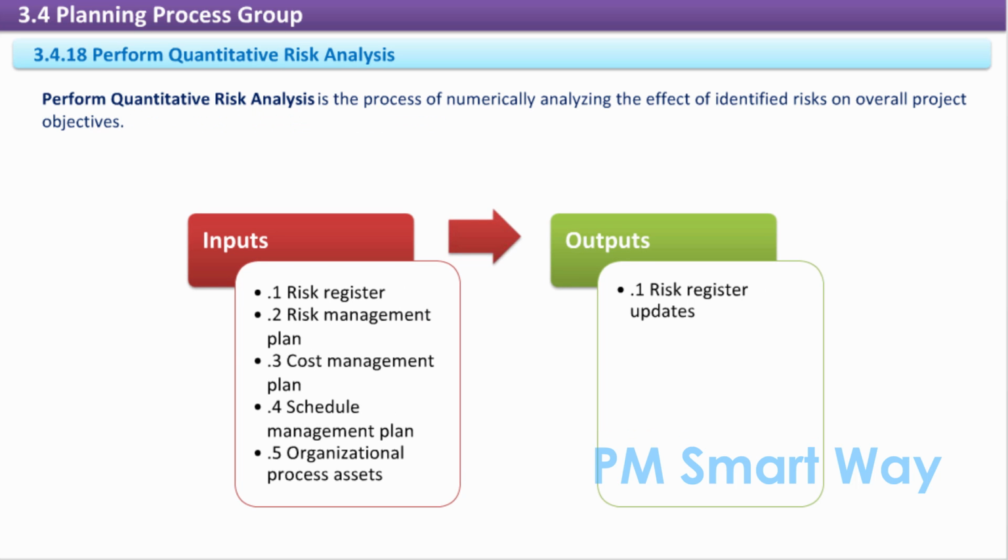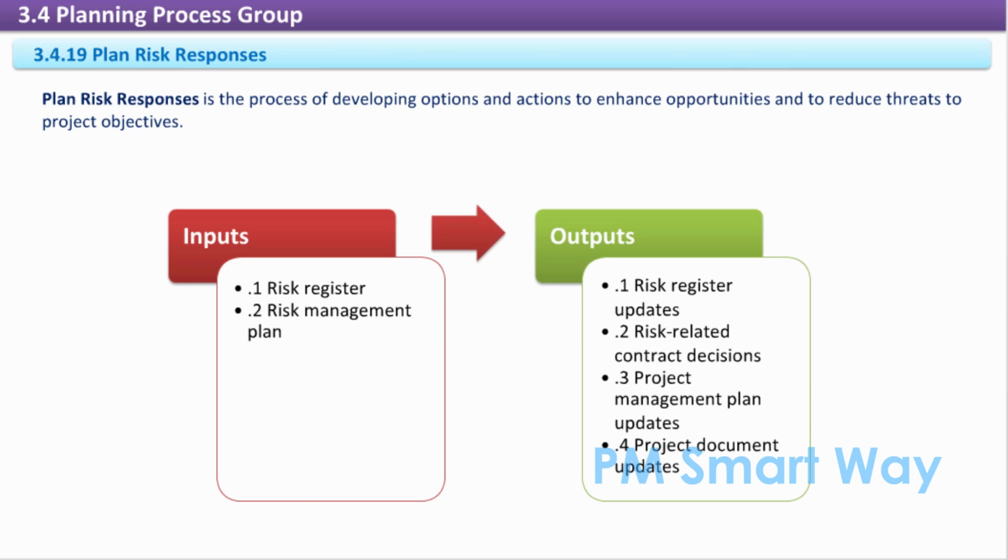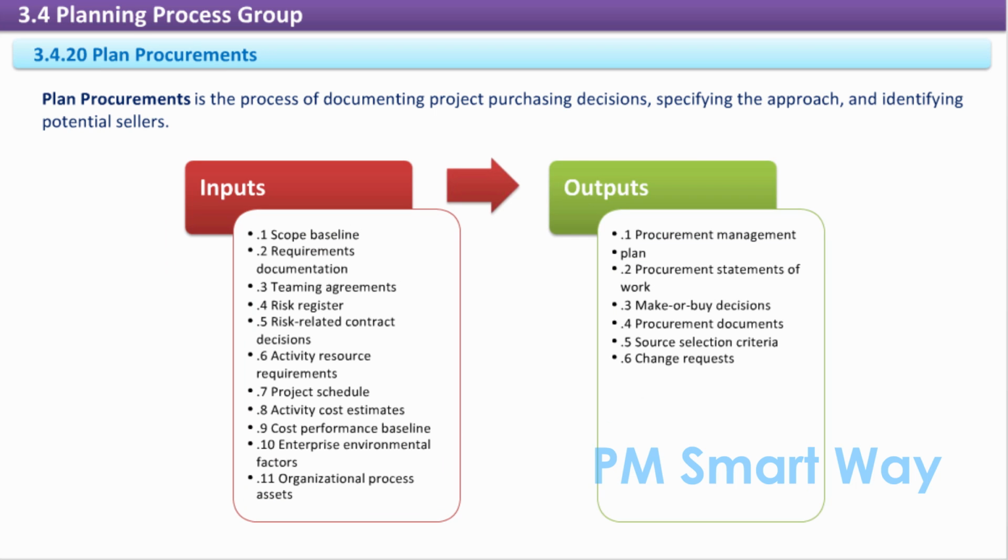Perform quantitative risk analysis. Perform quantitative risk analysis is the process of numerically analyzing the effect of identified risks on overall project objectives. Plan risk responses. Plan risk responses is the process of developing options and actions to enhance opportunities and to reduce threats to project objectives. Plan procurements. Plan procurements is the process of documenting project purchasing decisions, specifying the approach, and identifying potential sellers.